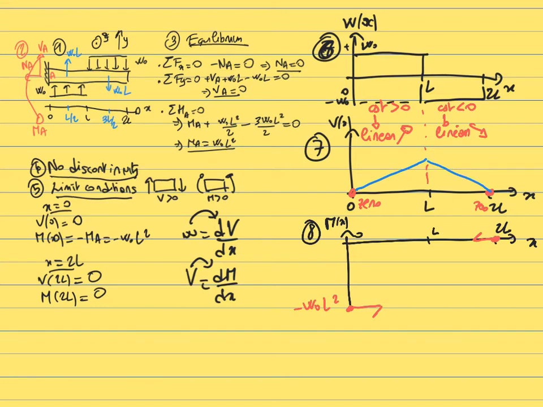Then we can look at what type of function we are going to get. Now this time V is linear. So when we integrate something linear, we are going to get something that is quadratic. So we will have a quadratic function between 0 and L, and same thing between L and 2L. The last thing we can use is the sign of the shear.